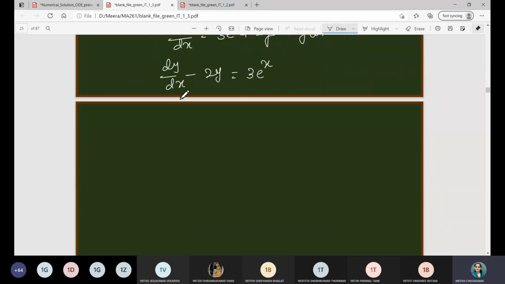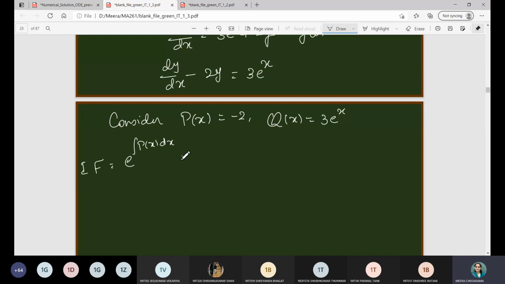So when you compare it with the linear differential equation, p of x, which is the coefficient of y, is minus 2 and q of x is 3 e raised to x. So in that case the integrating factor is e raised to integration of p of x dx, so e raised to integration of minus 2 dx. So you can see that it will be e raised to minus 2x.